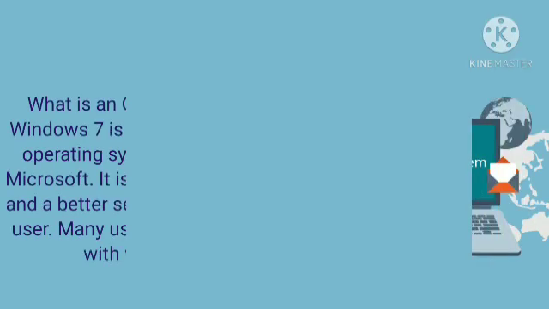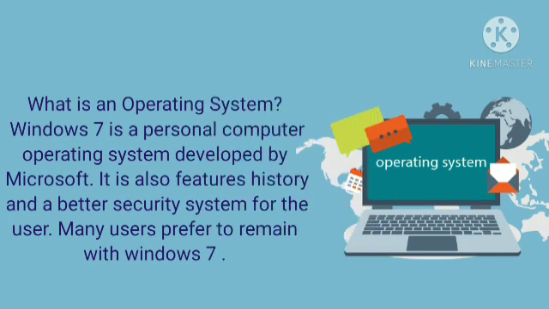What is an operating system? Windows 7 is an operating system released by Microsoft on October 22, 2009. An operating system is the most important software that runs on a computer. It manages the computer's memory and processes, as well as all of its software and hardware. The main function of an operating system is to manage computer resources well.